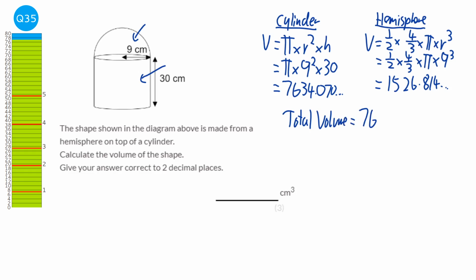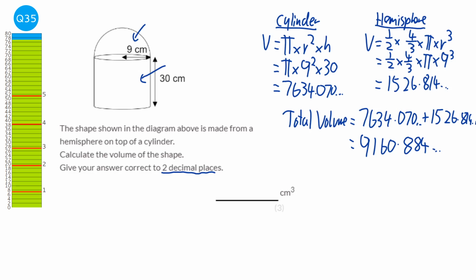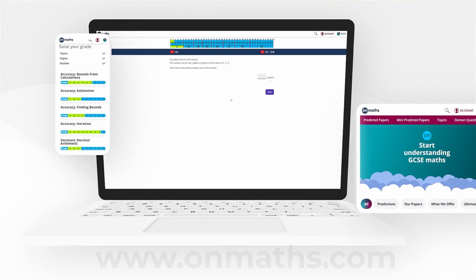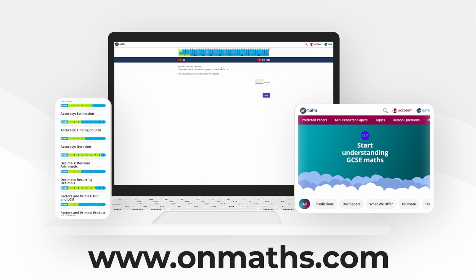And so the total volume is 7,634.070, and so on, plus the 1,526.814, and so on, which equals 9,160.884, and so on. It says it wants it to 2 decimal places, so when we round that we get 9,160.88.